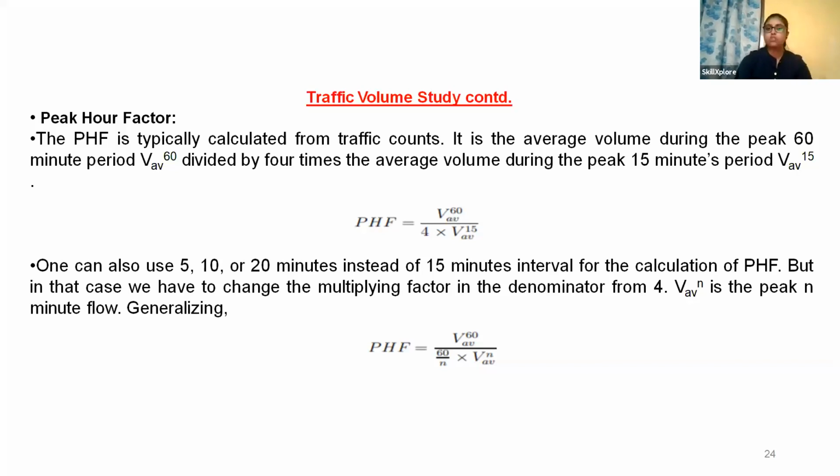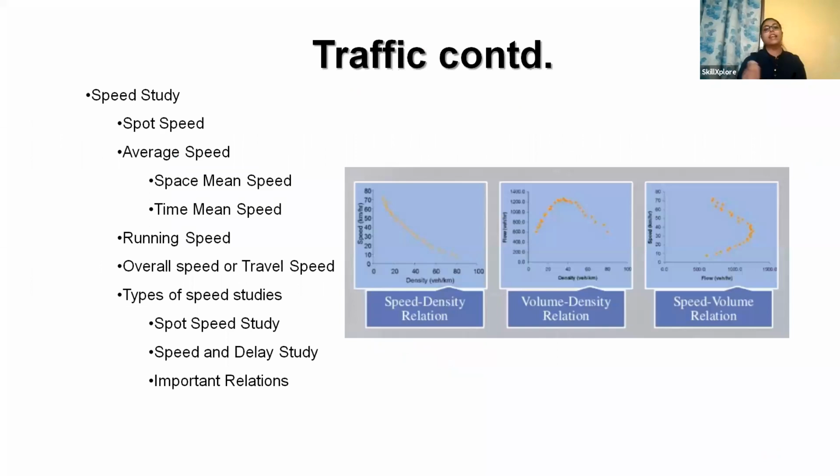And if it is not 15 minutes, we can also change the formula. If they ask for 5, 10, or 20 minutes, you can change the formula accordingly. Instead of 4, you can use 60 divided by n, where n is the number of minutes they are asking. So the formula can be changed as well. You have to check how the questions are given. They might not always ask for 15 minutes itself. So you have to check that.